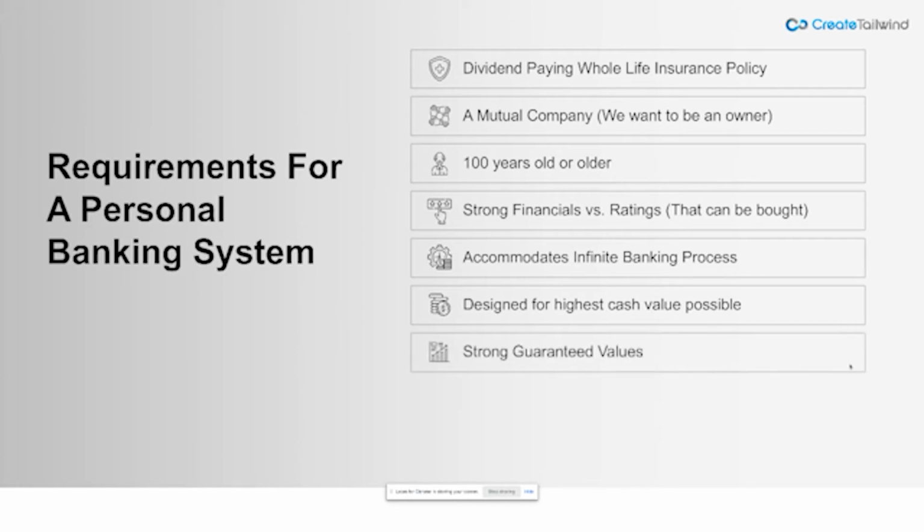We dive in with the visuals and kind of draw out what we're looking for on designing for highest cash value possible, but still keeping the benefits medium and long term. Strong guaranteed values. So when you see an actual illustration, which would be the projection for the whole life insurance contract that you're looking for, we're going to have two sides to the ledger on the illustration, which is going to be a guaranteed side on the left and a non-guaranteed side on the right.